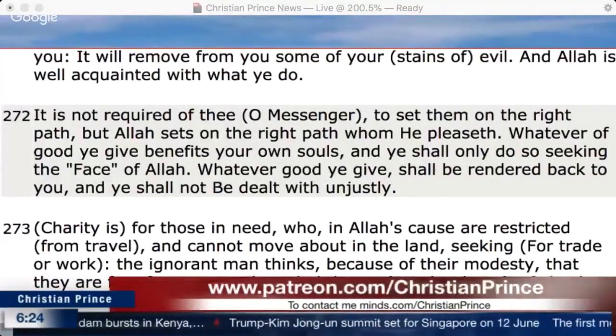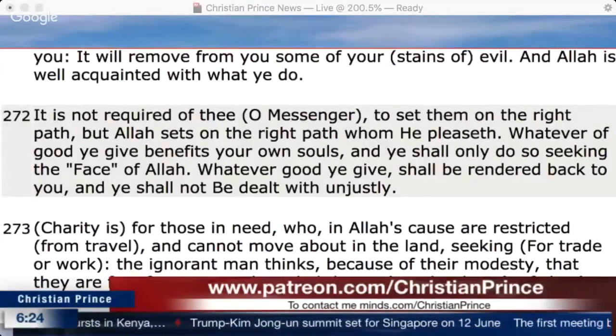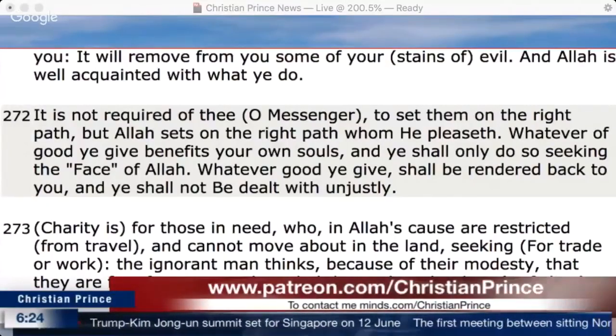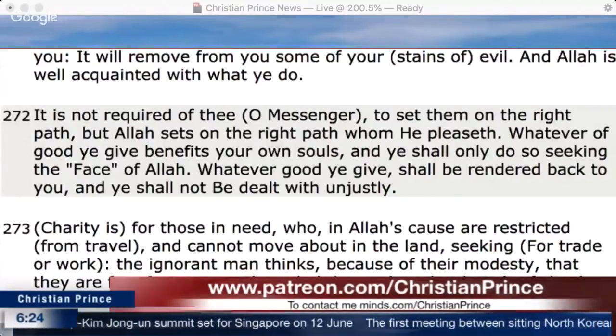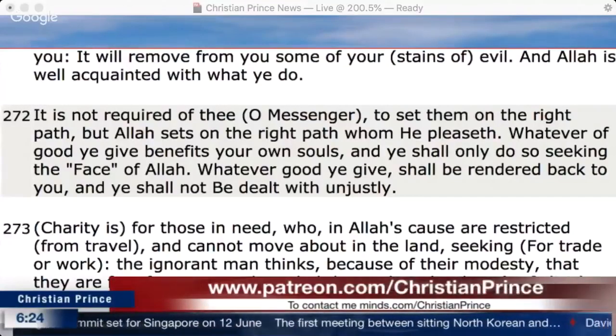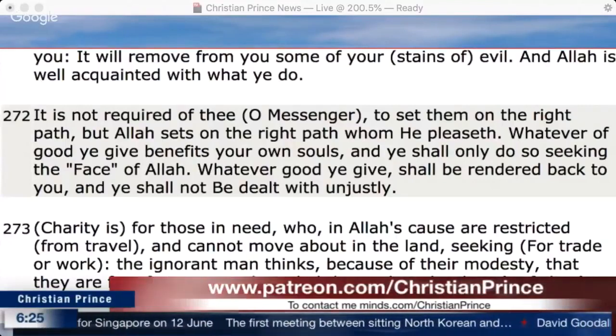Well, he sent a letter with Dihya al-Kalbi. That's not in the Quran, by the way. My friend, no, it's in the Quran. Muhammad in the Quran, chapter 9, verse 29, says fight those who don't believe in Allah, not fight those who fight you.